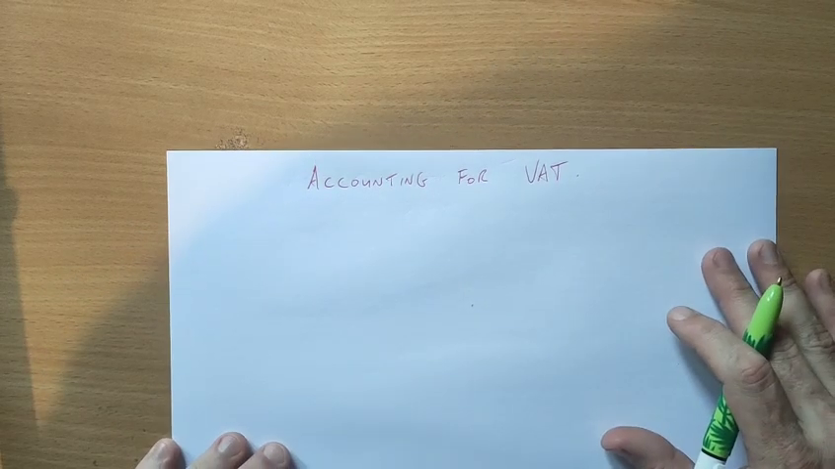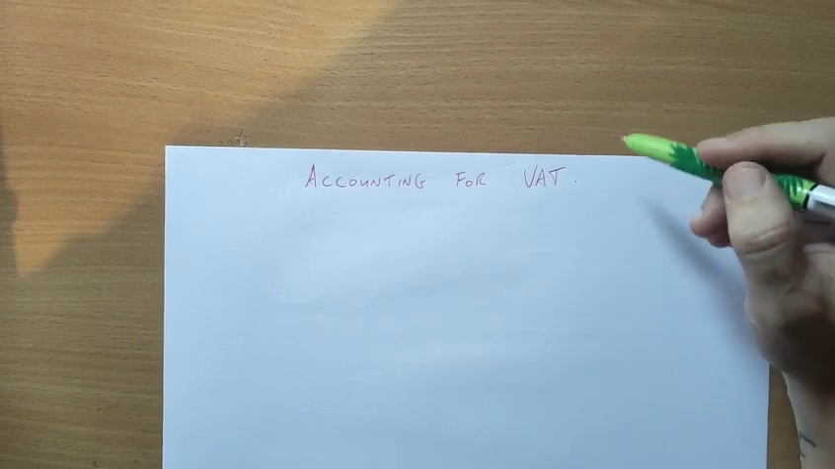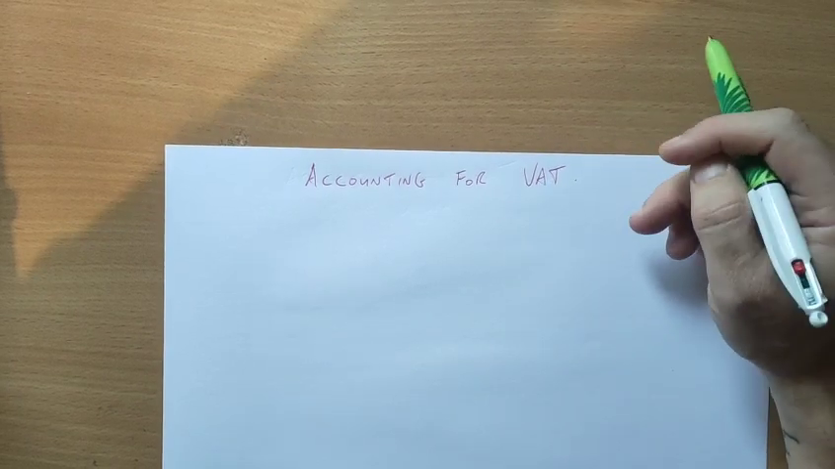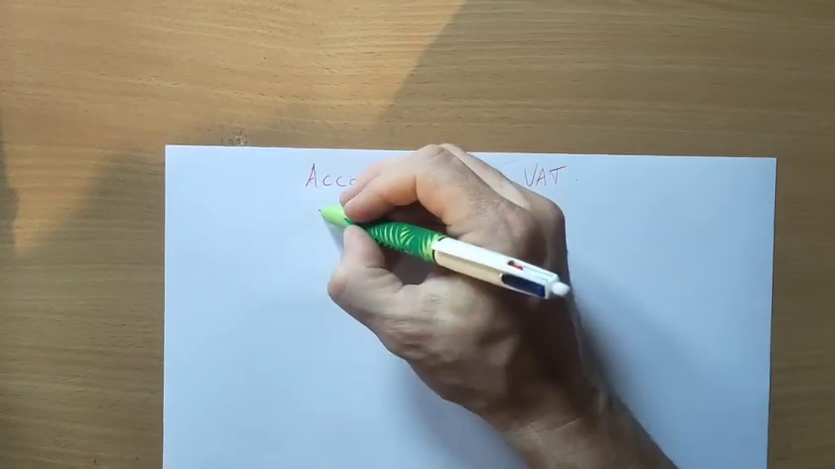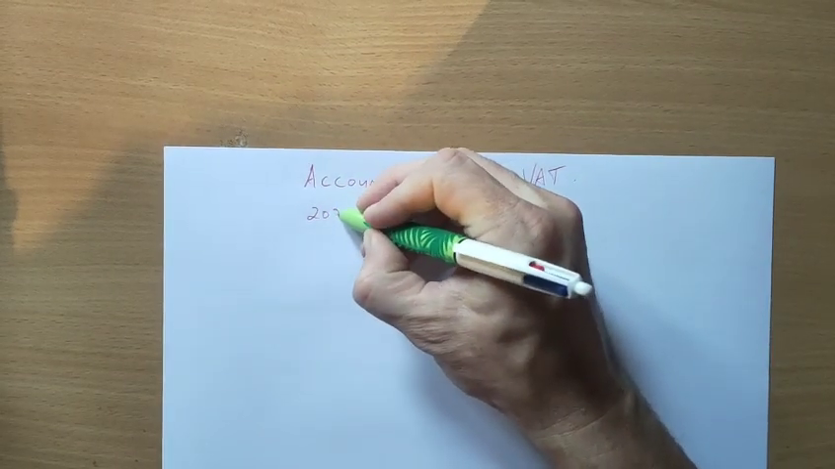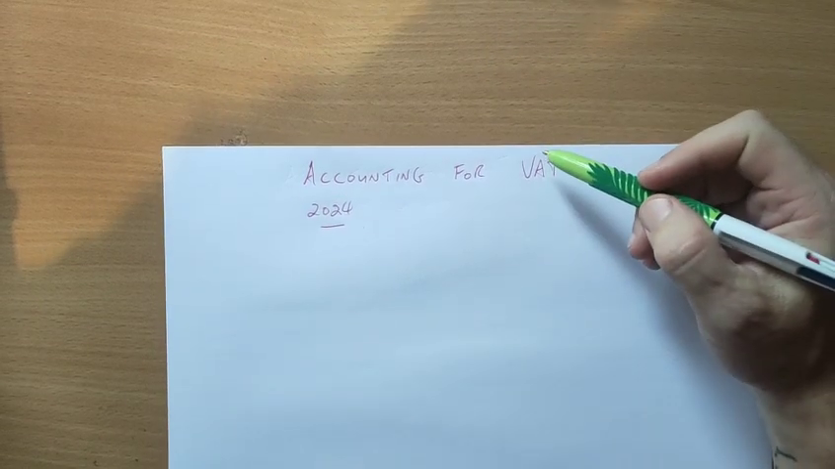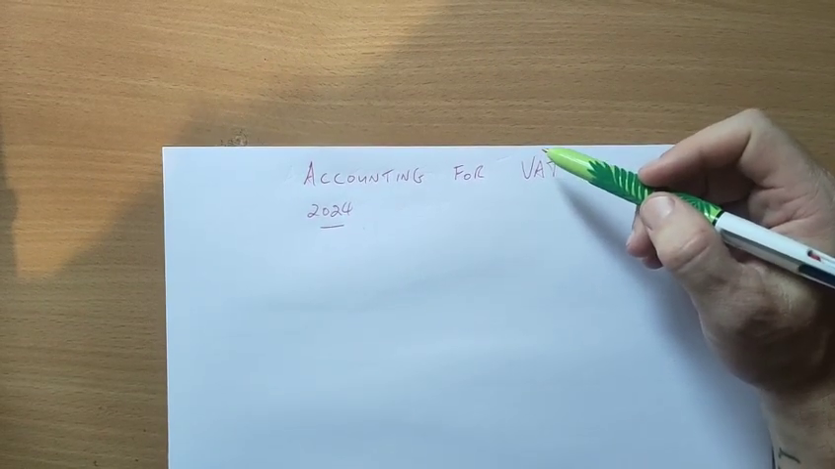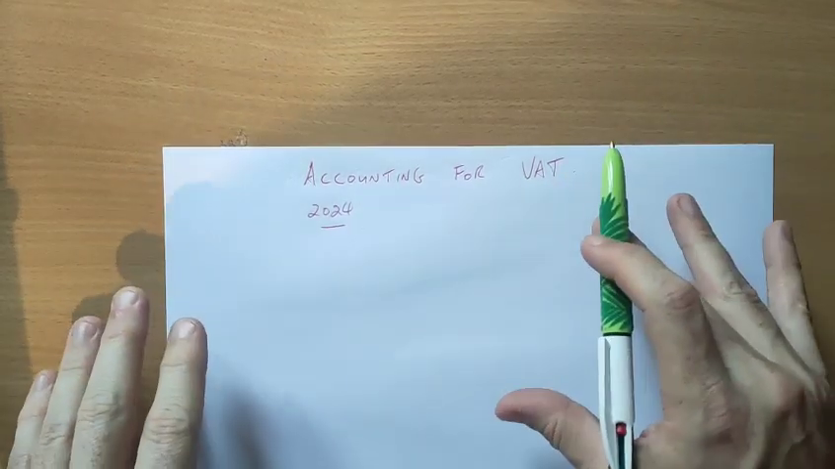Hi everyone, just another little video with an adjustment here, and it's accounting for VAT, which sometimes comes up in a company account question. The last time it came up was the recent Leaving Cert in 2024, and basically what's happening in a question is that VAT might be omitted from the accounts, so I'm just going to do a little example here.